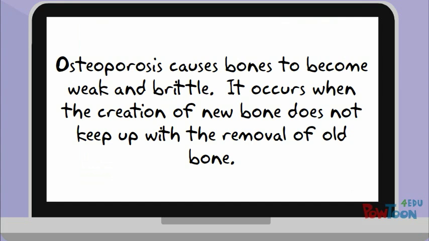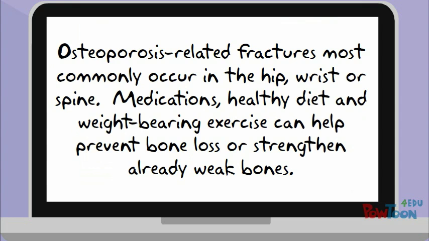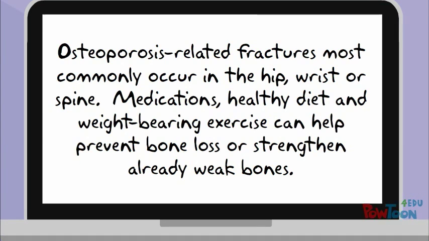Osteoporosis causes bones to become weak and brittle. It occurs when the creation of new bone does not keep up with the removal of old bone. Osteoporosis-related fractures most commonly occur in the hip, wrist, or spine. Medications, healthy diet, and weight-bearing exercise can help prevent bone loss or strengthen already weak bones.